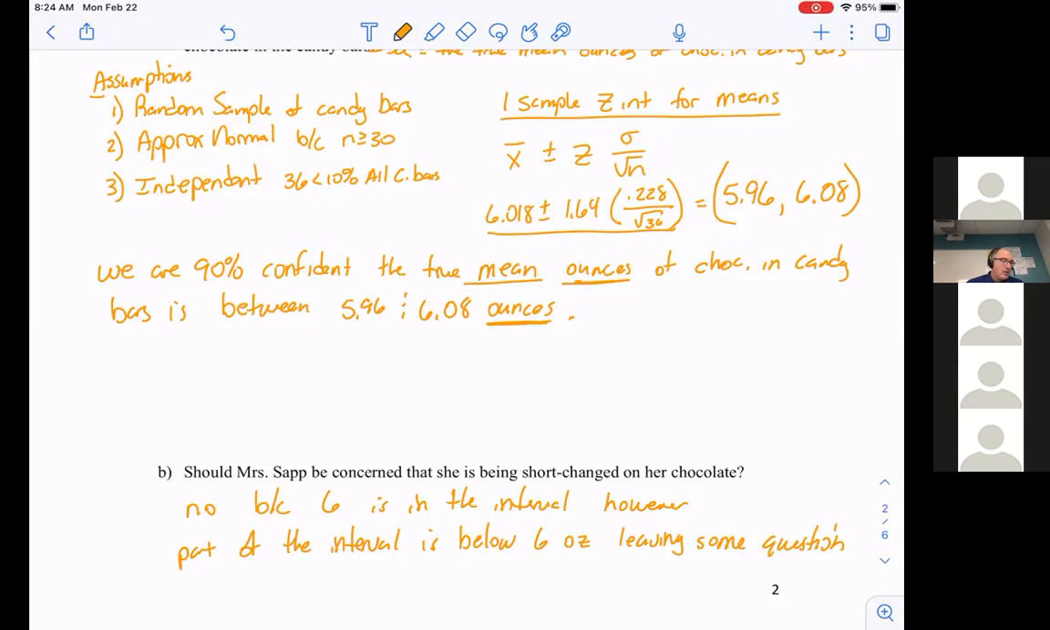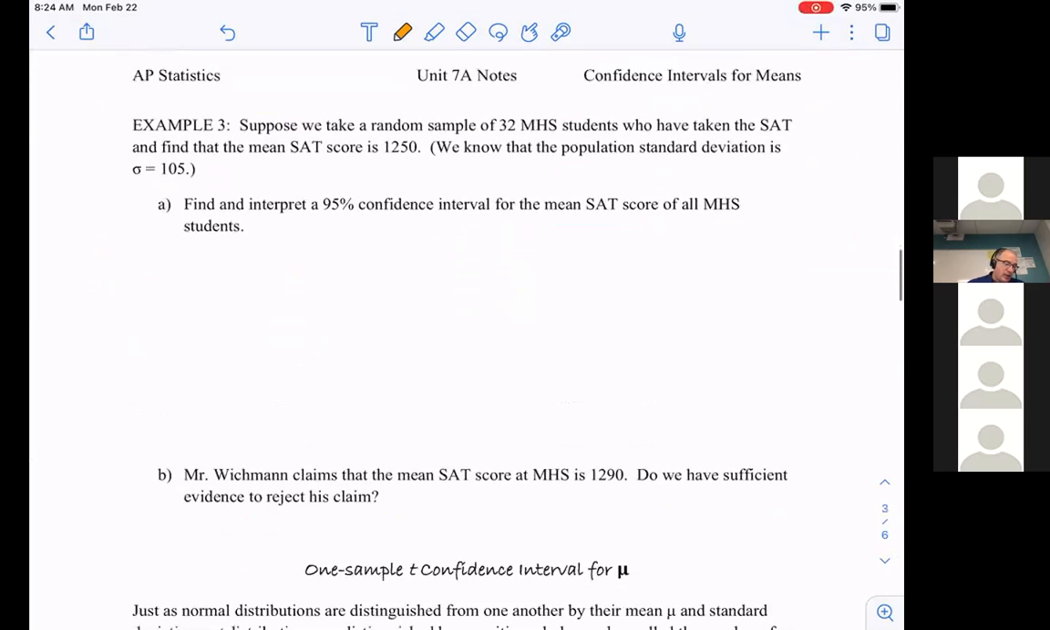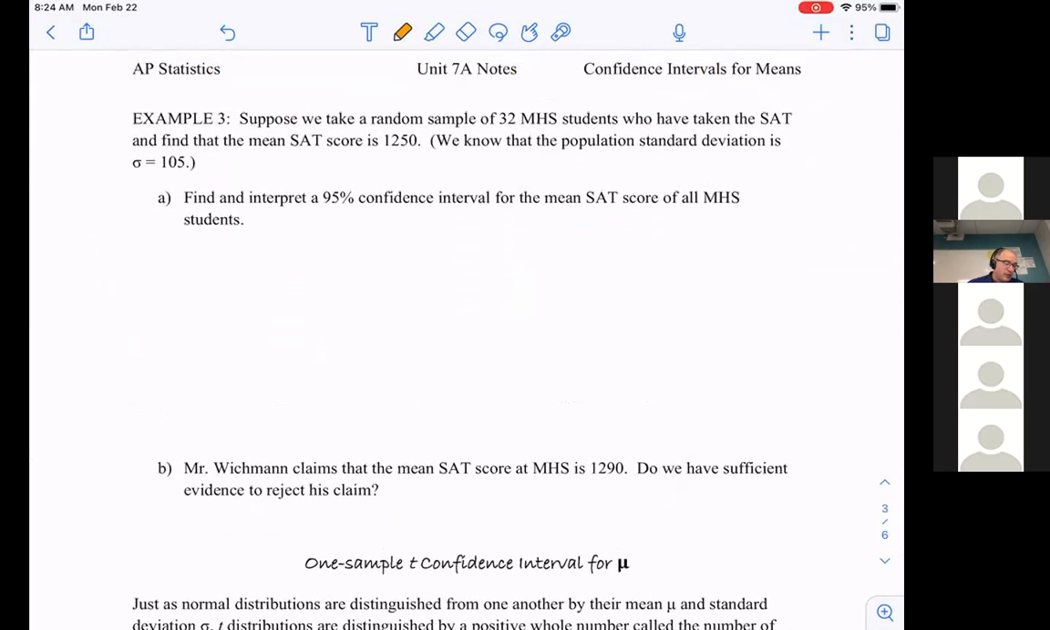Okay. Moving on up. Suppose we take a random sample of 32 MHS students who have taken the SAT. All right, so again, we have a sample size of 32 who have taken the SAT and find that the mean SAT score is 1250, so that means we have an X bar. Again, we know the population standard deviation, so that means we're going to do a Z interval. Find and interpret a 95% confidence interval for the mean SAT score of all MHS students.